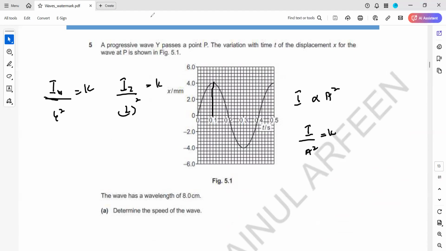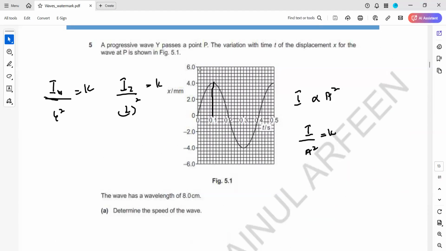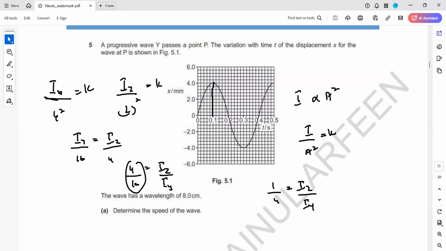So we need the ratio of intensity of Z over Y. If we compare them, the intensity of Y over 4 square, which is 16, and intensity of Z over 2 square, which is 4. We cross multiply, so 4 over 16 is equal to intensity of Z divided by intensity of Y. 4 over 16 is 1 by 4. So the ratio IZ over IY is 1 to 4, or you can also say 0.25. Is it clear? The ratio of the intensities of the two waves.